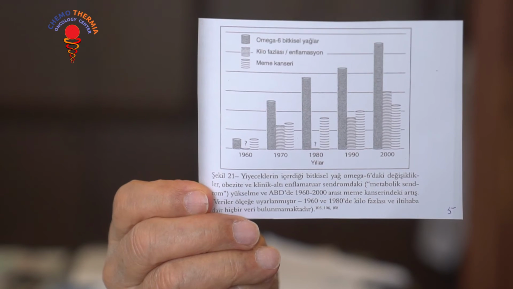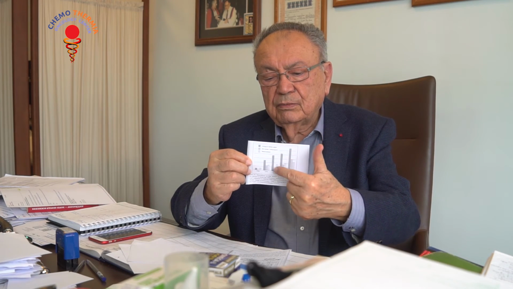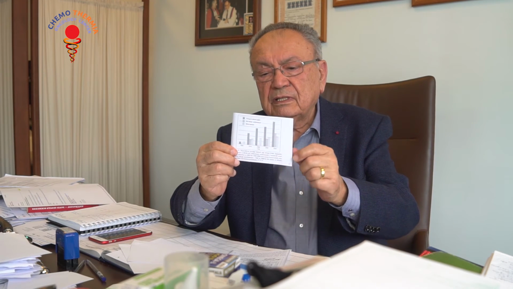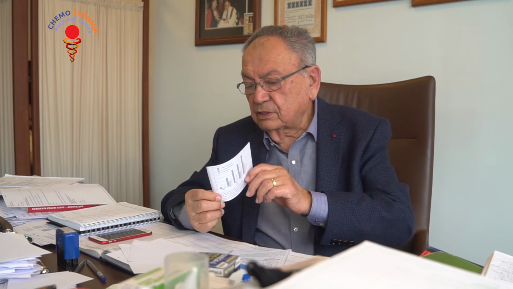This graph shows omega-6 fats and breast cancer. You see these columns are omega-6 and the other columns are breast cancer. Breast cancer goes up in parallel with omega-6. So omega-6, like sugar, is the same cancer-causing factor.